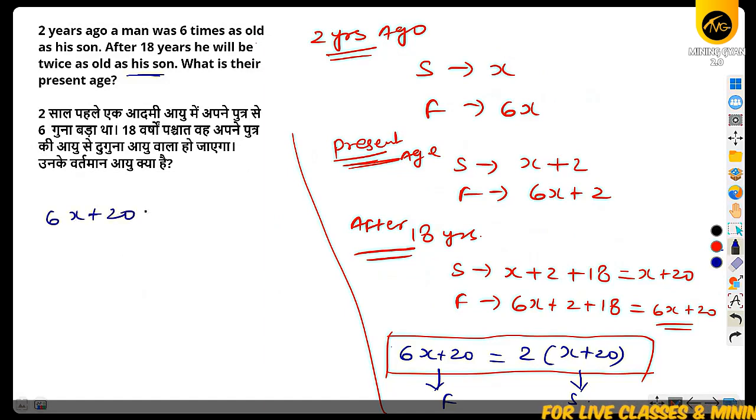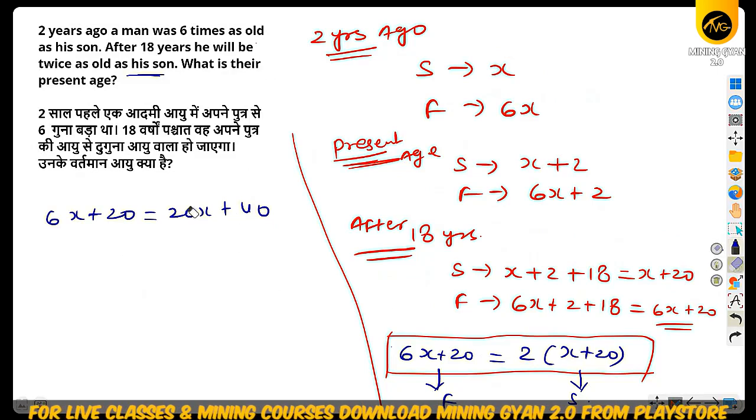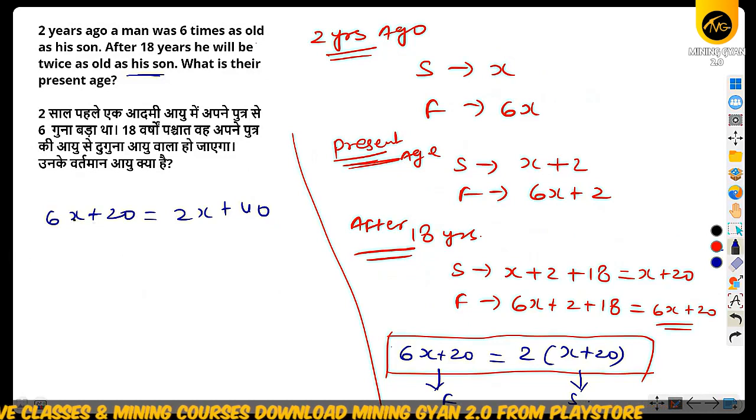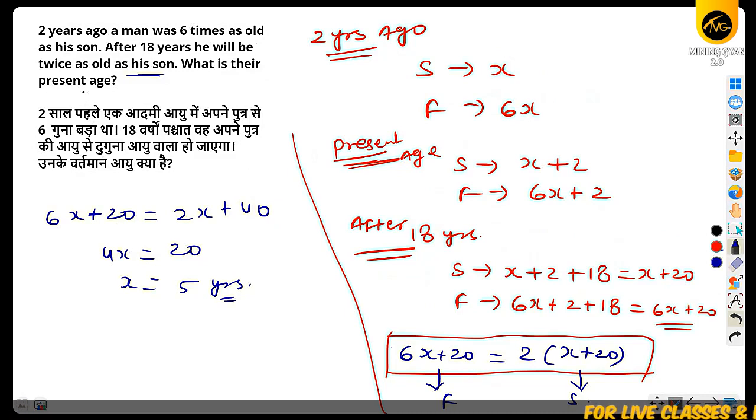6x plus 20 is equal to 2x plus 40. Now 6x minus 2x, 4x, and 40 minus 20, it will be 20. x is equal to 5. So this is the age of son. Now what is the question? What is their present age?